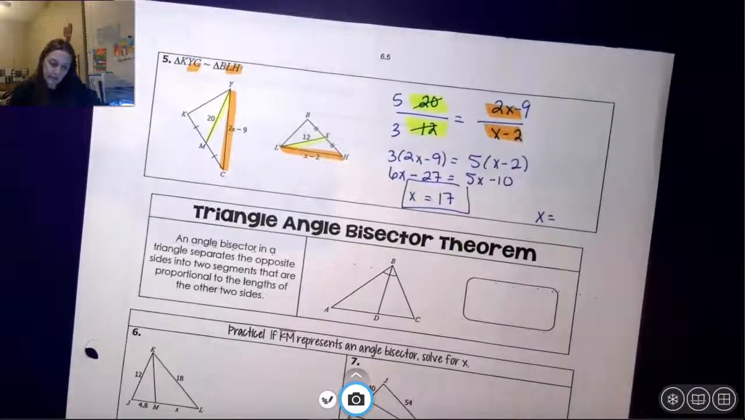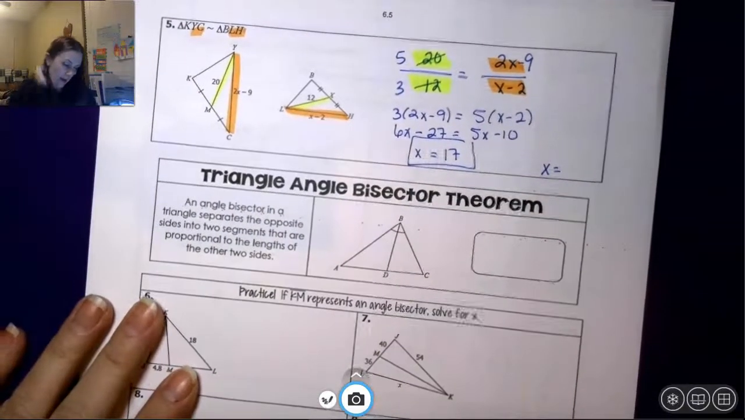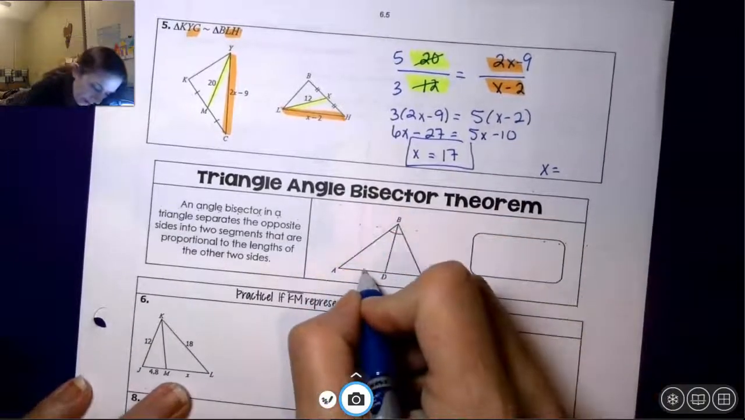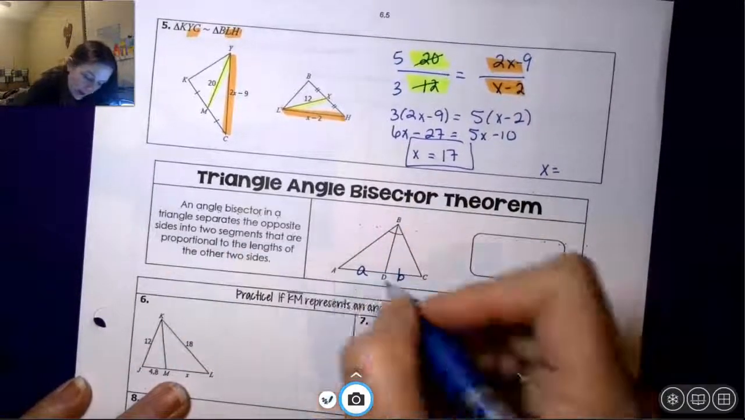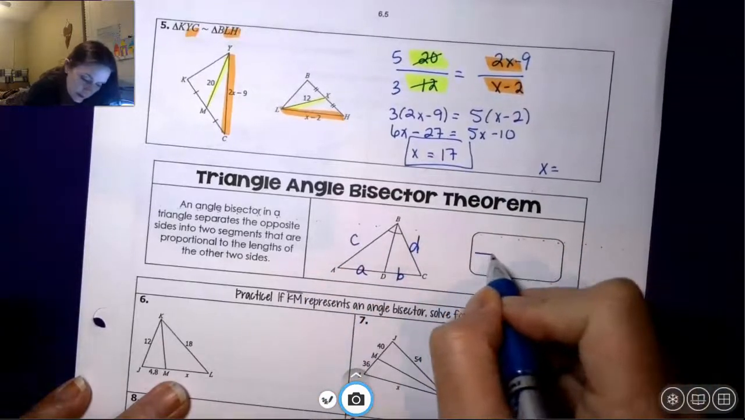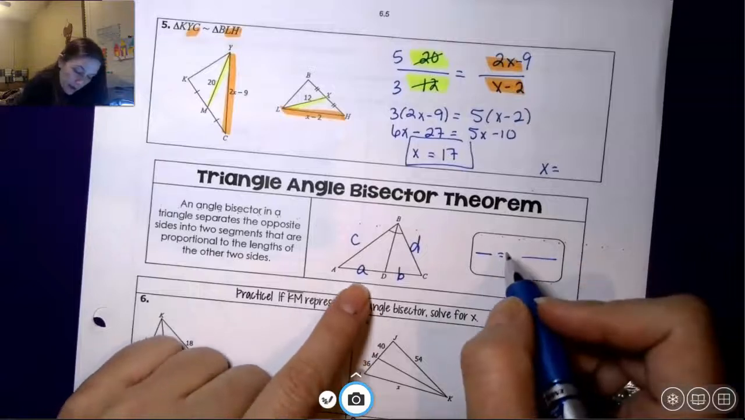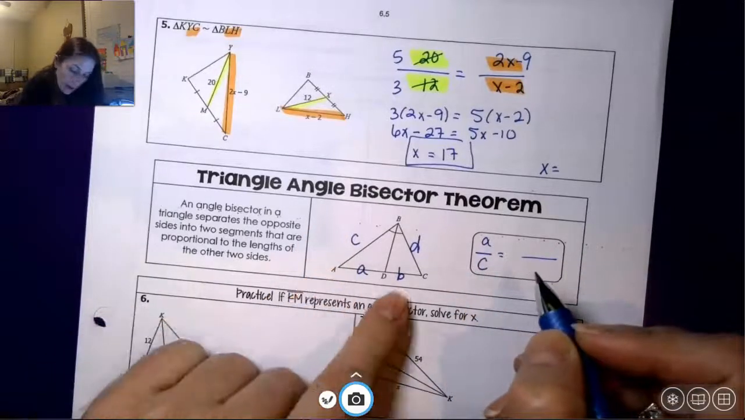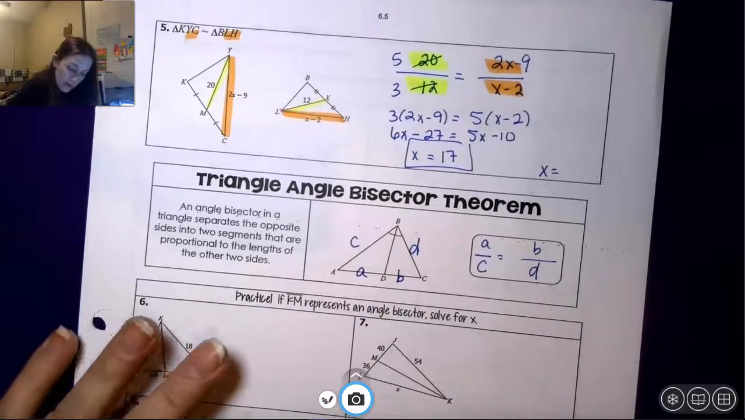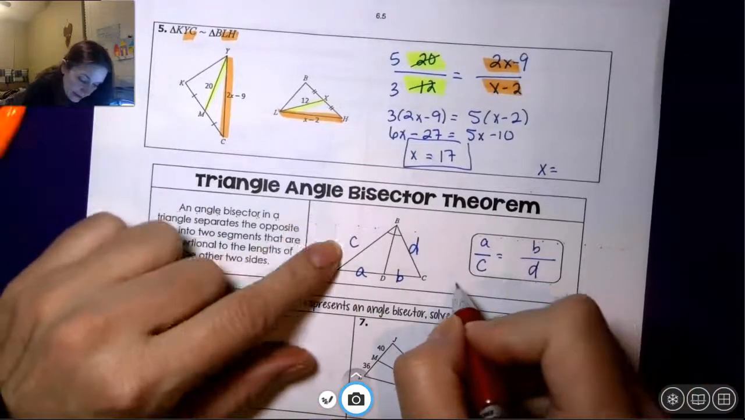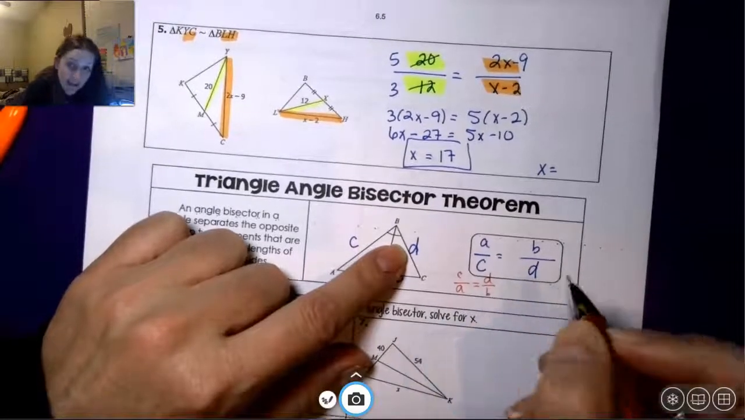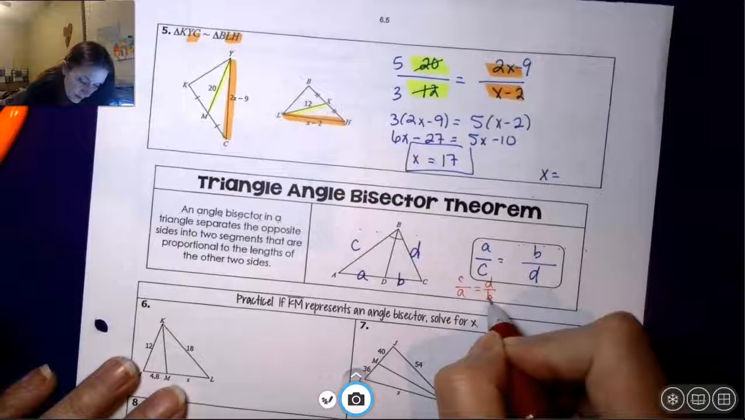Okay, here's my last triangle proportionality that we're going to go over. Angle bisector of a triangle separates the sides, so if I call this A and B, and the legs C and D, I'm going to put A over C, and then B over D. Now, remember, other ways we could write it: we could flip the whole thing, C over A equals D over B. That's going to work exactly how we see the problem.